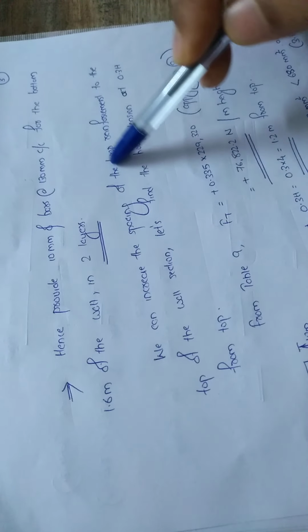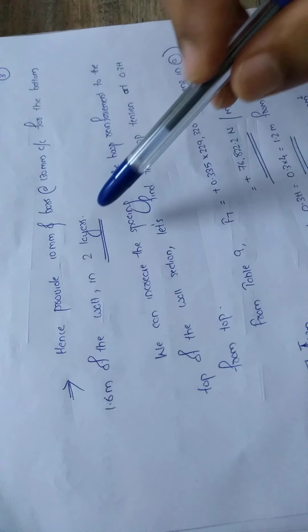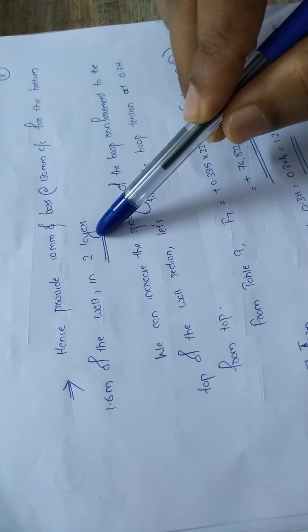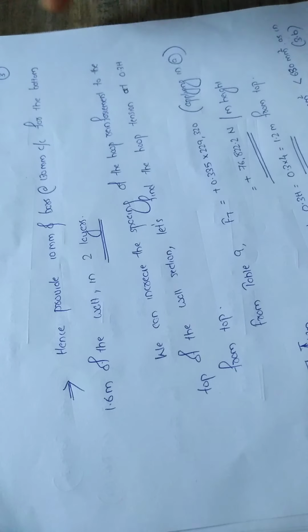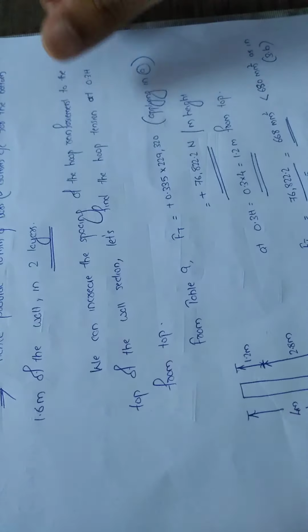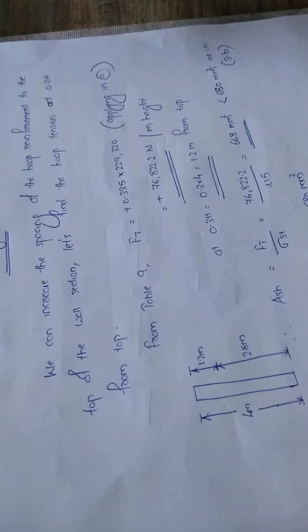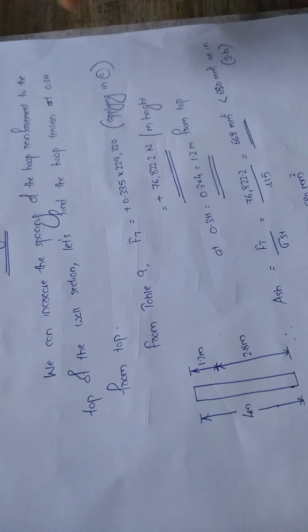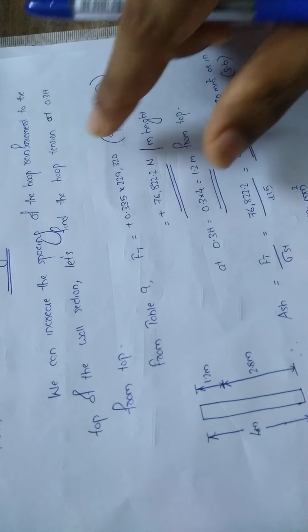This is the hoop reinforcement that we are providing for the bottom 1.6 meter, because the hoop tension is maximum at 1.6 meter from the bottom. Going above this 1.6 meter, we can directly see from the table itself that there is a chance for reducing the hoop reinforcement because the coefficients are getting reduced. So we can increase the spacing of the hoop reinforcement towards the top of the wall section.